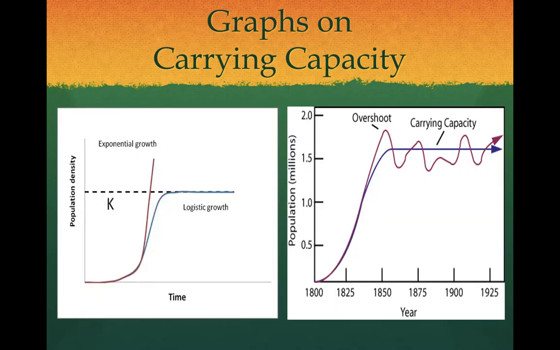So here are two graphs that kind of depict carrying capacity. On the one on the left, what we see here is we have time on the x-axis and we have the population density on the y-axis. And then you see that dotted line known as K. K is the carrying capacity. That means that is the amount of resources that are available. If K were to lower, that means that there are fewer resources available.